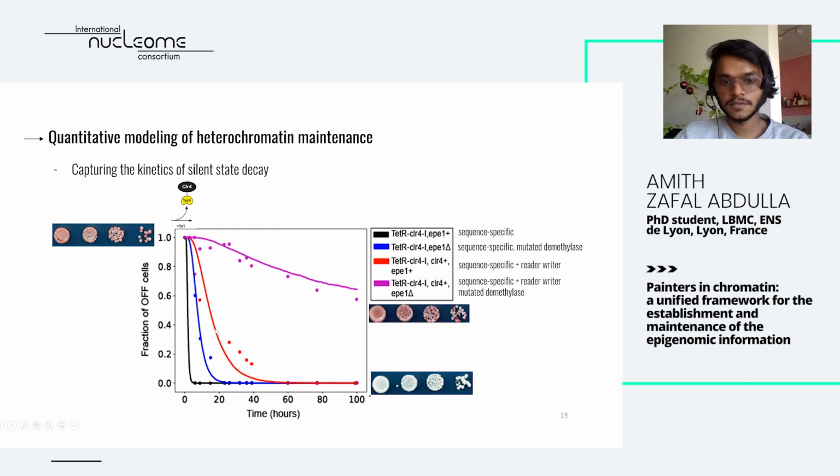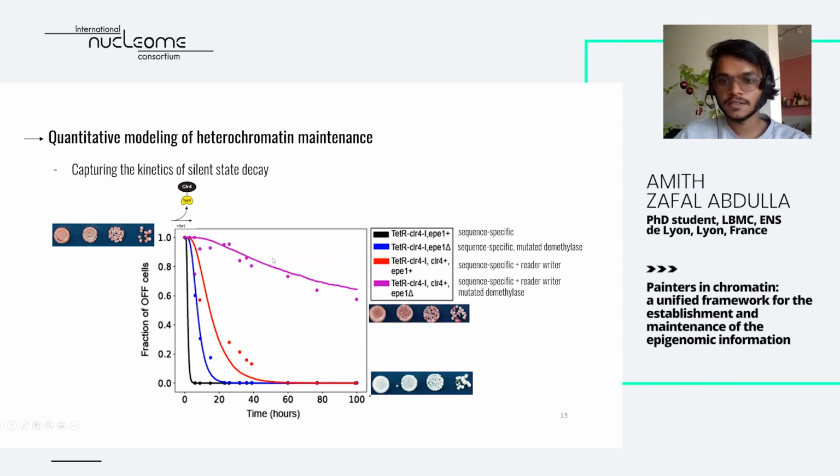In the red case, the difference is that we have the reader-writer process. The reader-writer process is trying to maintain the cells in the off state, but all the other processes, the enzymatic removal of marks and replication and others, are trying to take it to the active state. So there's a competition, but eventually all the cells turn active.